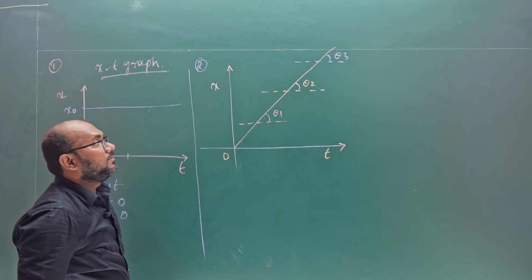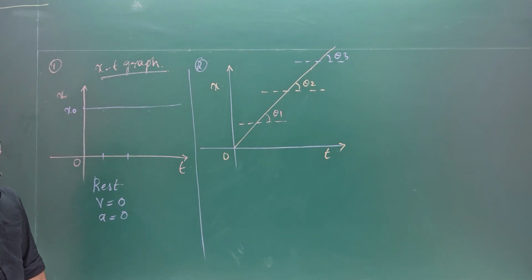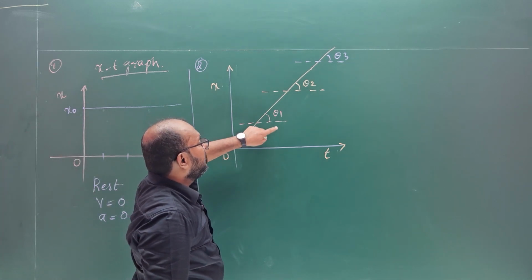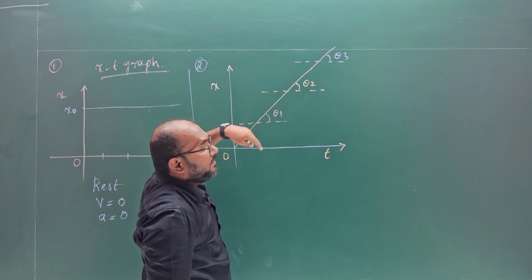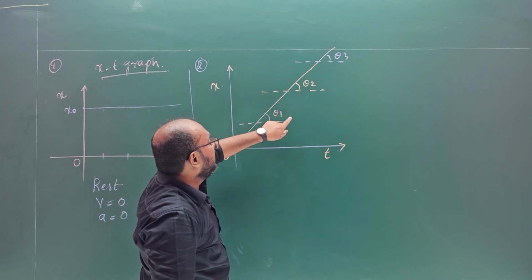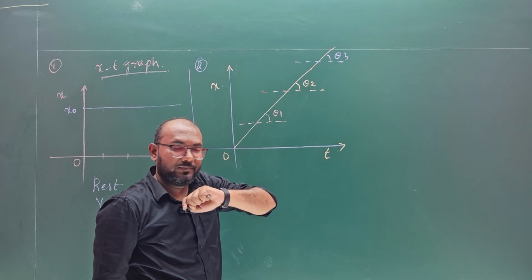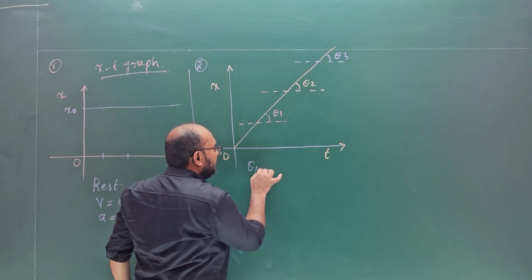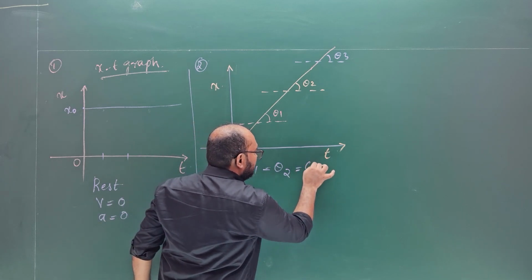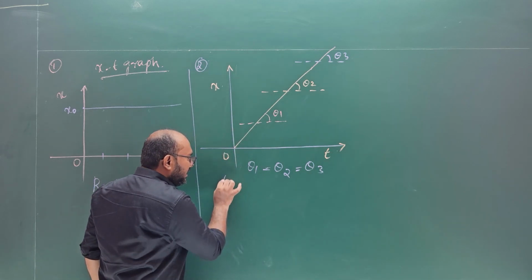From this representation, can I say that these lines are parallel to each other, all are parallel to each other? Can I also say that theta 1, theta 2 and theta 3 are all equal? Yes. If theta 1 equals theta 2 equals theta 3, then can I also write like this?